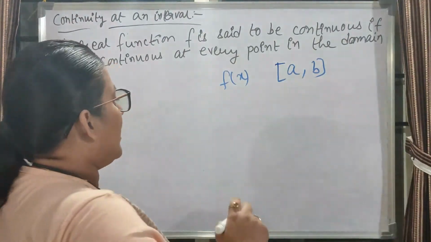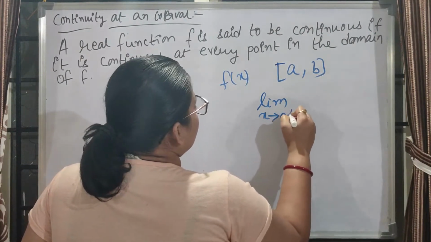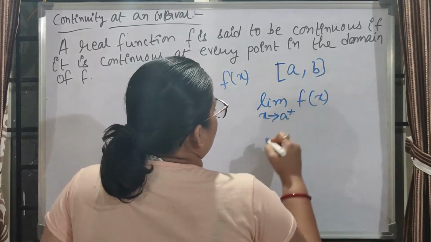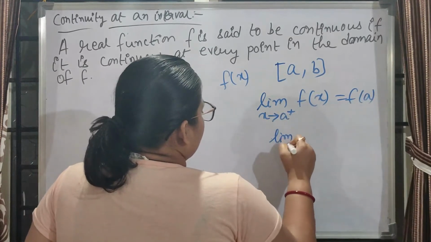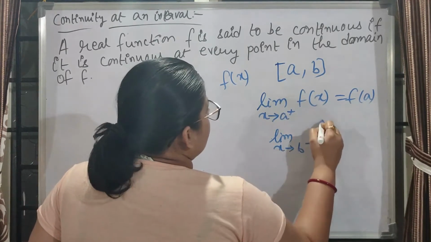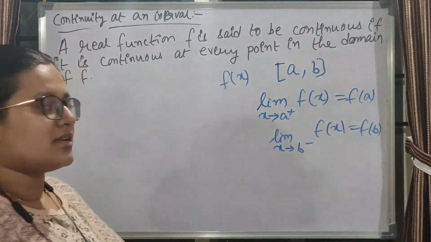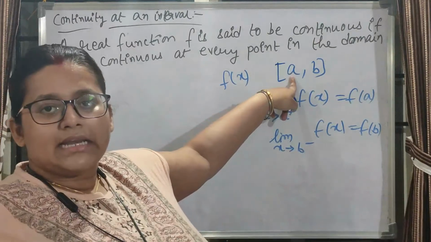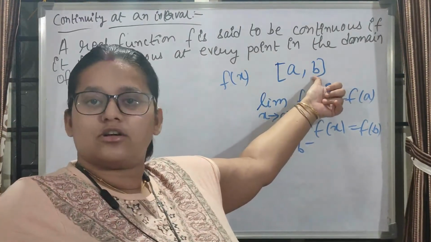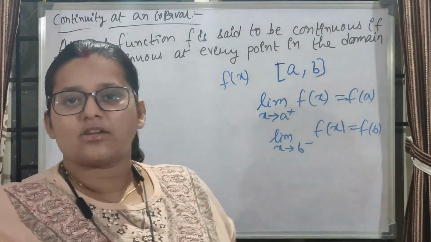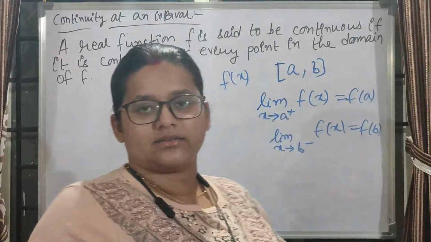One more thing: the function should be continuous at the end points also. And limit x tends to b minus should equal f of b. The right hand limit at x equal to a and the left hand limit at x equal to b should also exist. Then only can we say that the function is continuous inside the whole interval.